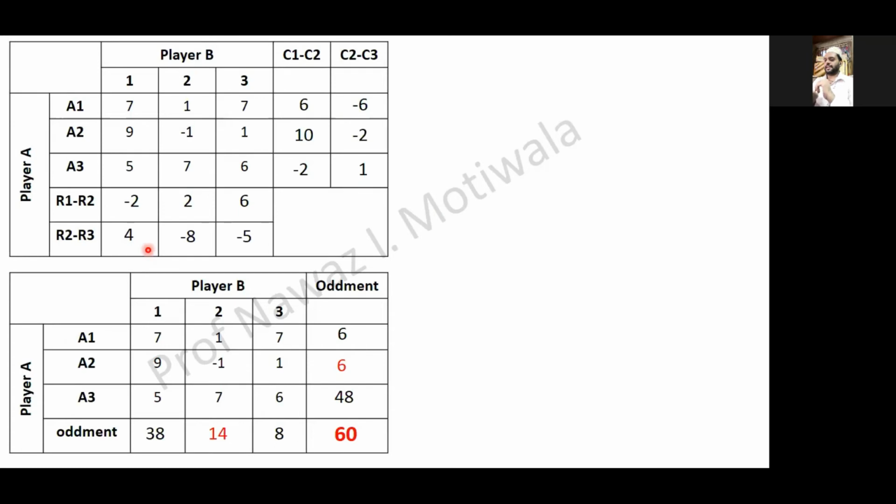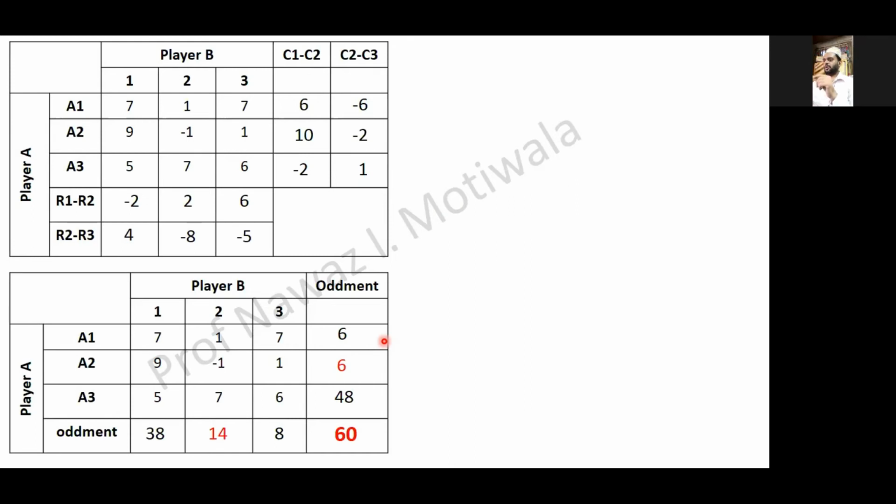Similarly, you will get 38 plus 14 plus 8 as 60. So this completes the oddment part, or the second part, of this problem. Now the last part is writing out the answer. The first oddment is 6. Whatever answer we write in the 2 by 2 oddments method, the same we will write in 3 by 3.